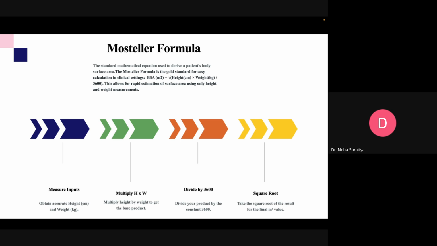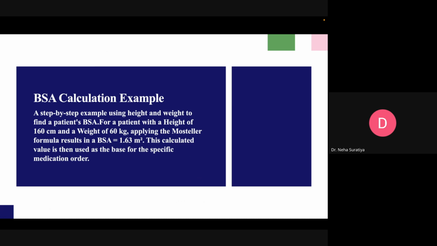Okay, thank you so much for your reactions. So this is the Mosteller formula for the BSA calculation. We now have an example. Of course, we will see everything with examples. Take your note and pen and calculate it. Just a minute, I think someone has a problem. Why is she not able to rejoin?